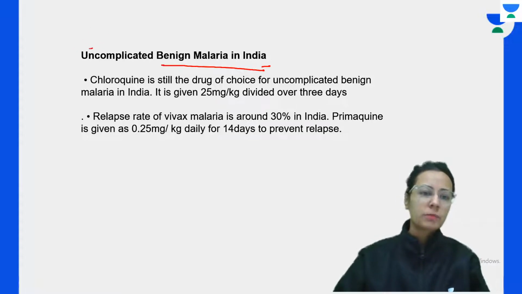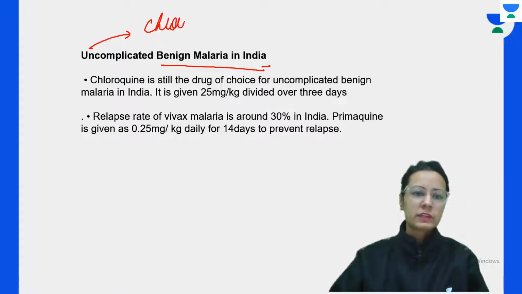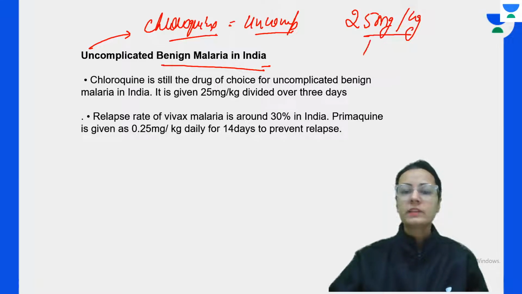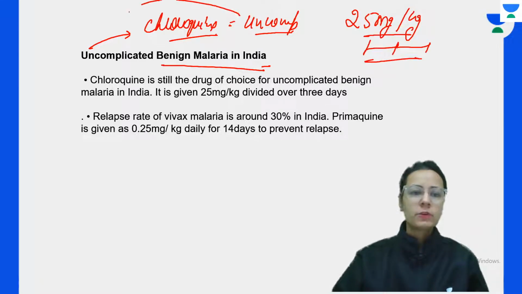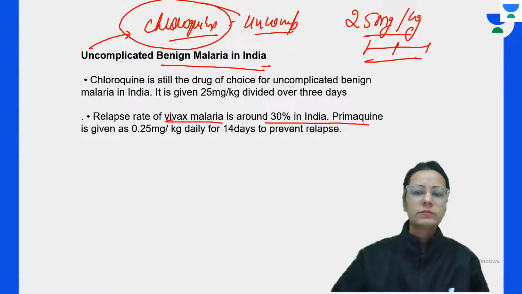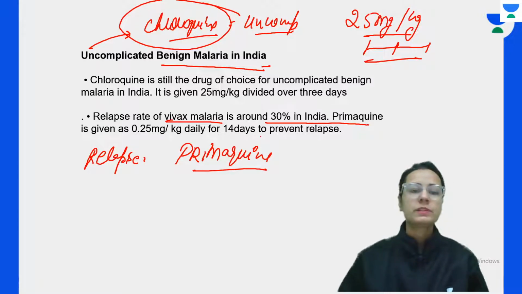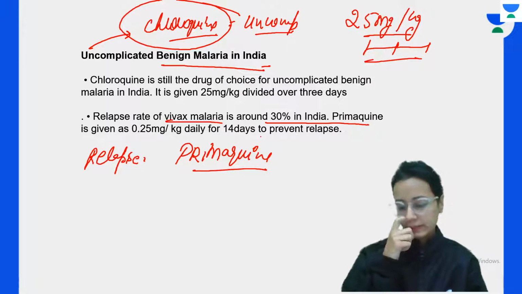Now, uncomplicated benign malaria in India. For the uncomplicated cases, chloroquine is the drug of the choice, and it is given around 25 mg per kg divided over 3 days. So remember, for the uncomplicated cases, chloroquine, and for the relapse of the vivax or ovale, we give the primaquine. And therefore we read about when it is transmitted by the vertical transmission or by the blood transfusion.